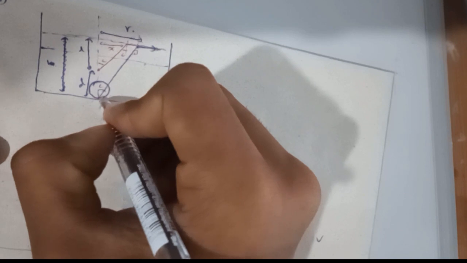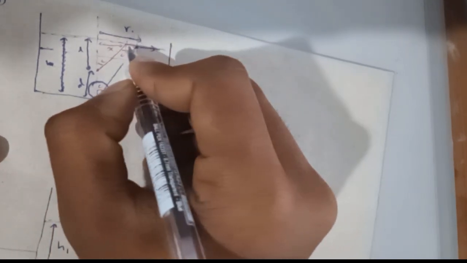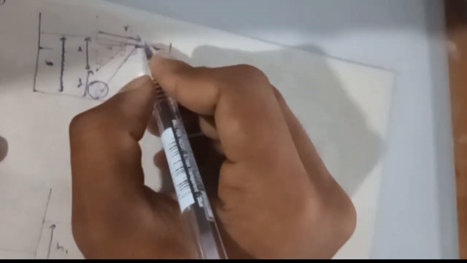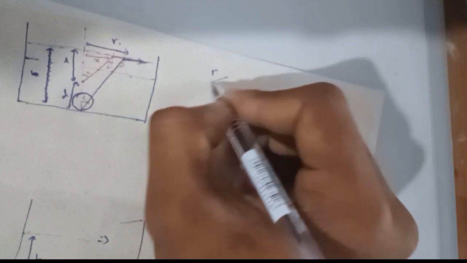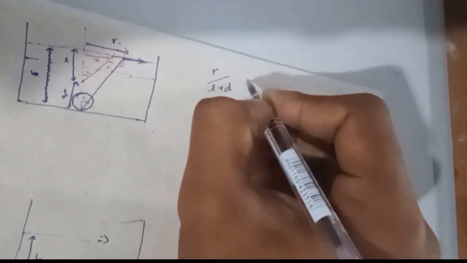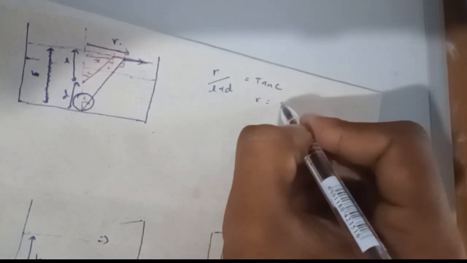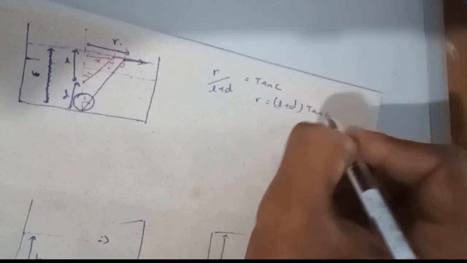So if we look at question number 4, initially the light dot is placed here, right? So the ray is just going to move towards the water surface, and at this point you're going to have your critical angle, so that's going to be the radius. So if I get an expression for this, r over L plus D is supposed to be equal to tan C. So from here R is equal to L plus D times tan C, right?